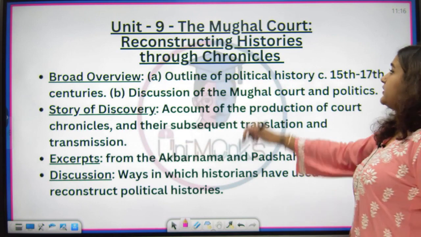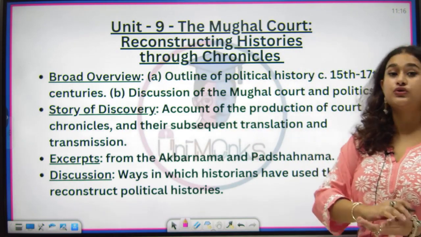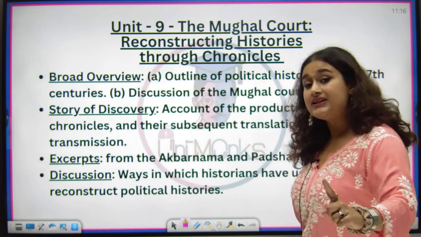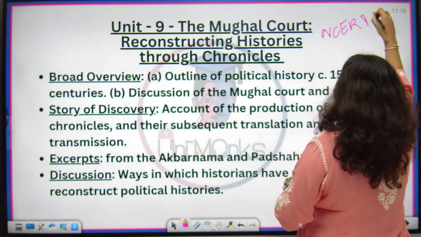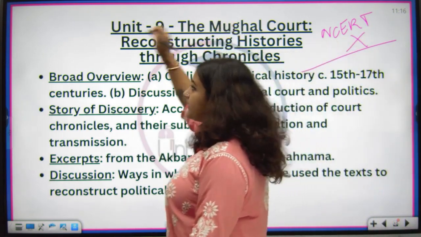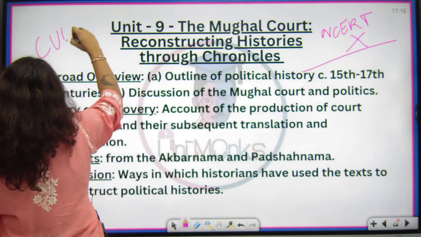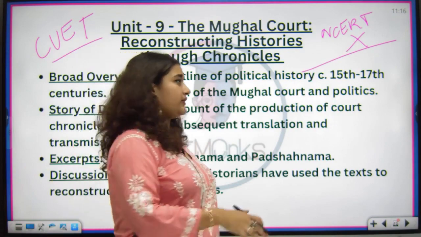Unit number 9, the Mughal Court, reconstructing histories through chronicles. Now, this is the first unit that the NCERT has cancelled for the CBSE boards. This will not come in the CBSE boards, but it will come in the CUET paper. So please do not skip this chapter. Please study it.